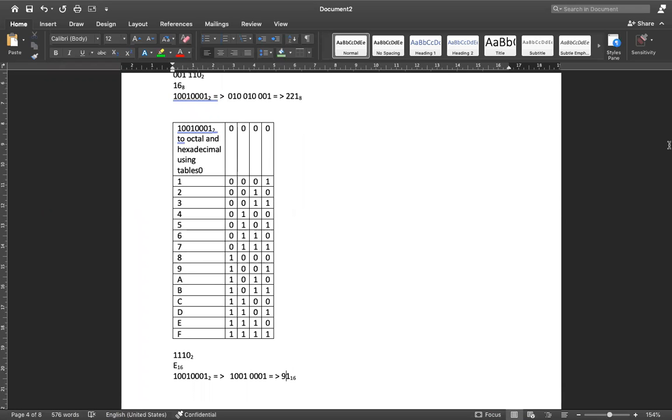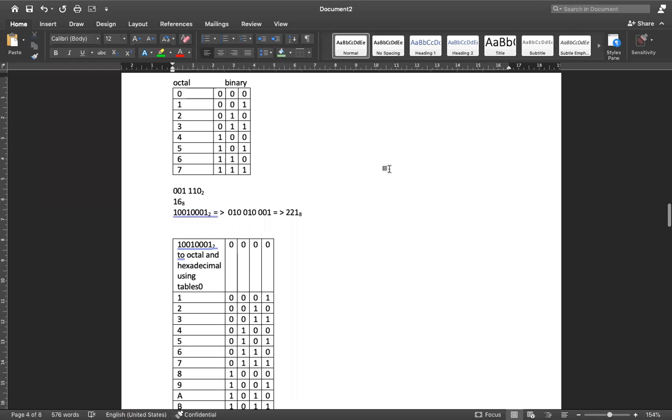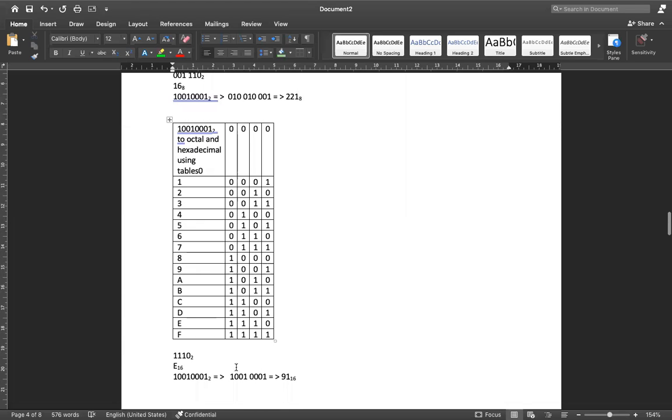Okay. Understood the method? All of you understood the method or not? Yes, sir. If you have octal, write 3 by 3, then you will get the answer. Otherwise, write 4 by 4. If it is hexadecimal, write 4 by 4, then that will give the answer.